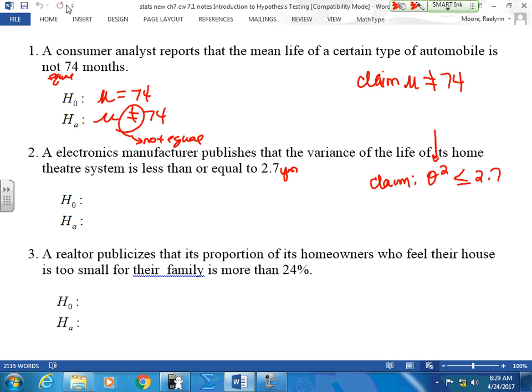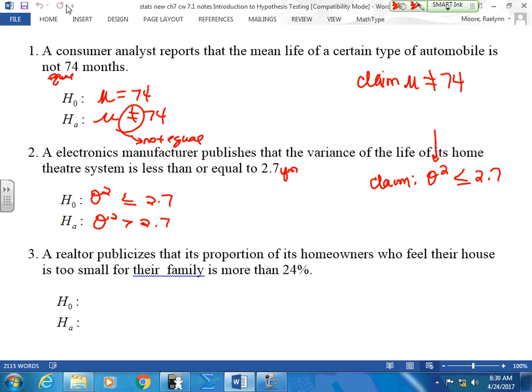Is this going to be my HO or my HA? HO, because why? It's got an equal sign. What's my HA? Greater than 2.7. Good. Okay, good so far? It doesn't matter which one gets the greater than or the less than. What we care about is the equal sign.